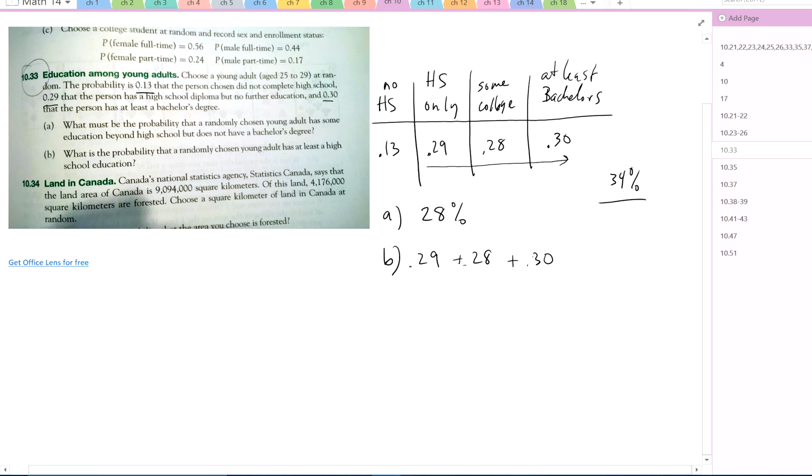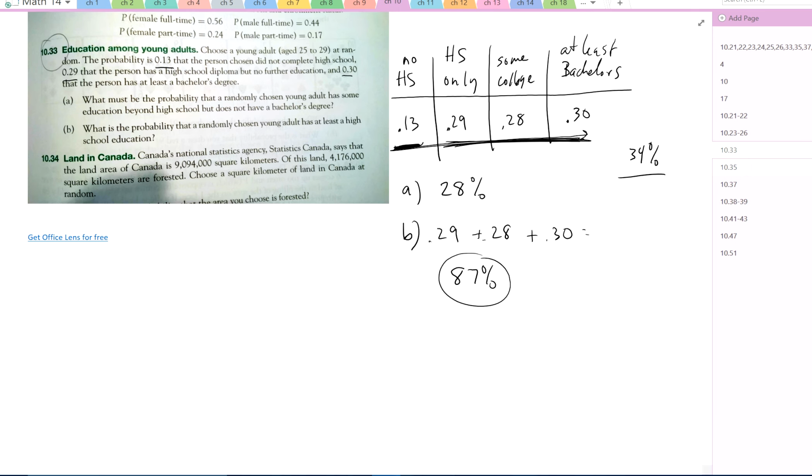Now you can add those up, or you can take 13 and subtract it from 100, which is 87%. They're both the same number, but you can handle it either way, right? Either add up all three of these, or take that and take it away from 100, because all of those have to add up to 100%, right?